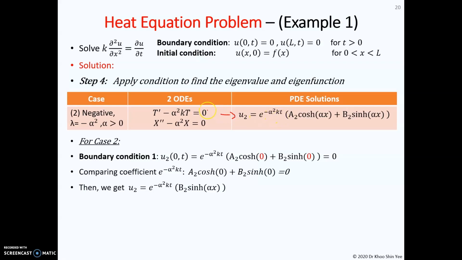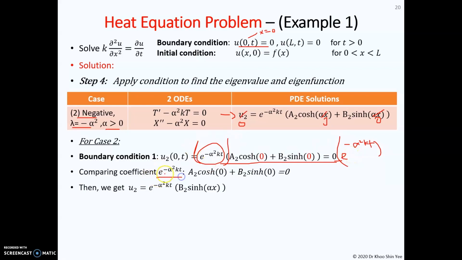This is the PDE solution for the second case, where the lambda is equal to negative alpha squared and alpha is greater than 0. Let's apply the first boundary condition. When your x is equal to 0, your u will be equal to 0. So substitute your x equal to 0 inside. Then you obtain your u equal to 0, which gives you this equation. So you have the exponential function here, and you have 0 on your right hand side. So you can assume there is an exponential function here as well. Let's compare these two coefficients for the exponential function on both sides.